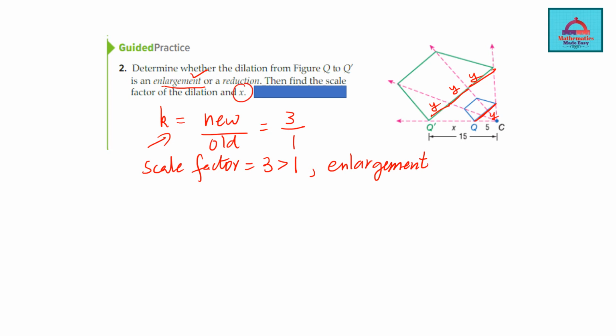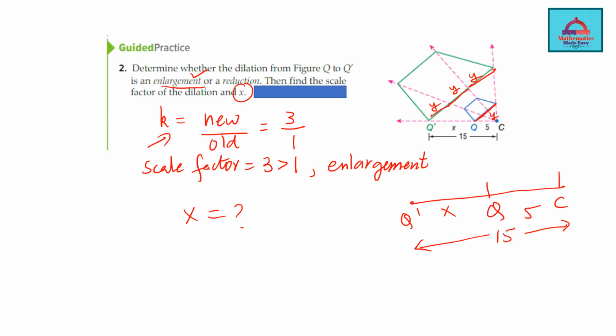Now you need to find x. X is equal to what? Now you see this length QC is given. Let's make another figure. QC is given 5. X is from this to this, and total length is 15. So if total is 15, this is 5. How much is x? Think. You will subtract. So it is equal to 15 minus 5, which is equal to 10. So that's how you get your correct answer.